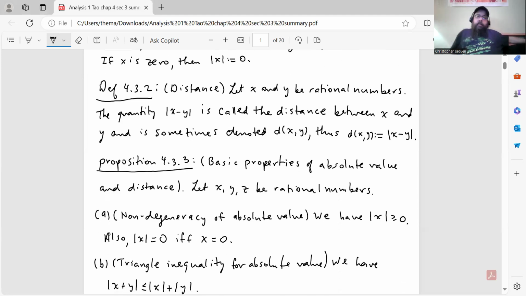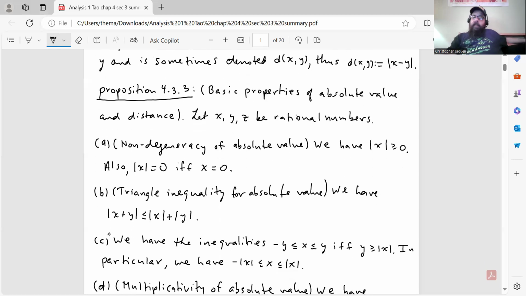Right? And with that, we can define the notion of distance between two points. Let x and y be rational numbers. The quantity absolute value of x minus y is called the distance between x and y and is sometimes denoted d(x, y). Thus, d(x, y) is defined to be equal to the absolute value of x minus y. So we need this notion of distance, like I said, to be able to talk about when points are close to each other.